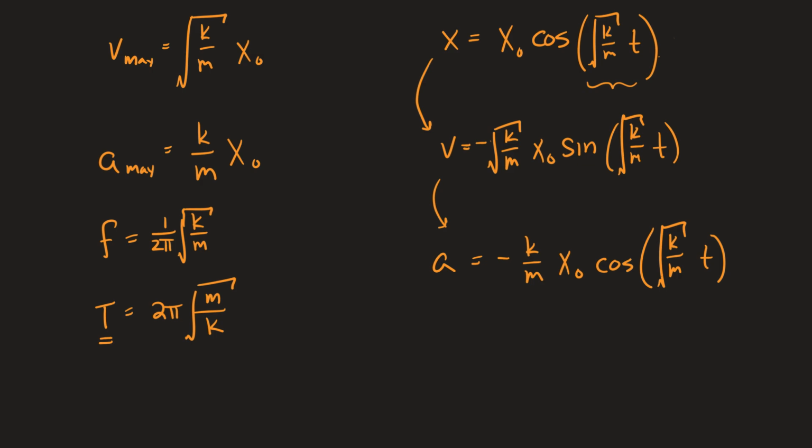In every one of these, k and m tell you what the maximum speed is going to be. It's limited by those two variables, and how far you pull it out to begin with. Same with the maximum acceleration. It's going to be limited based on the spring, the mass, and how far you pull it out to begin with. The frequency, the spring and mass makes a difference. It determines how fast it's going to oscillate.